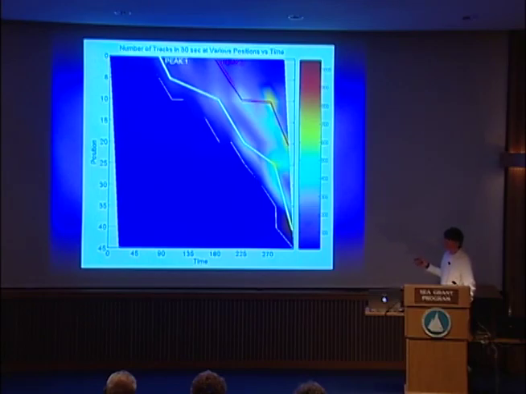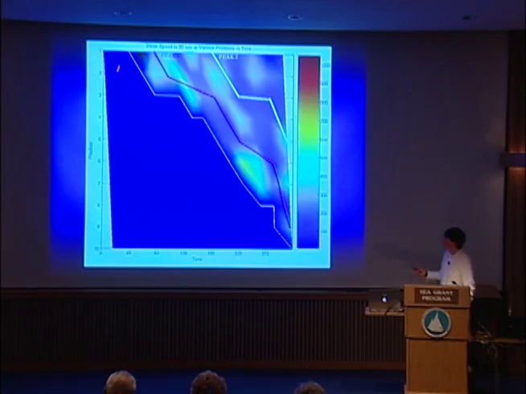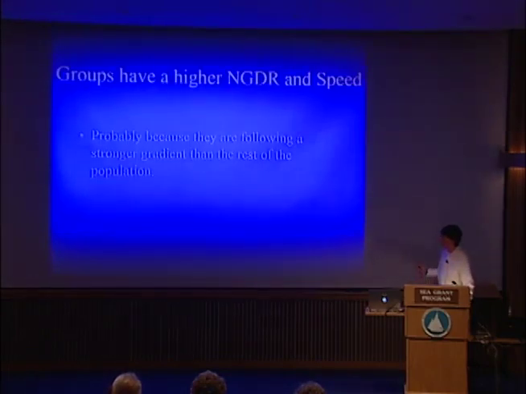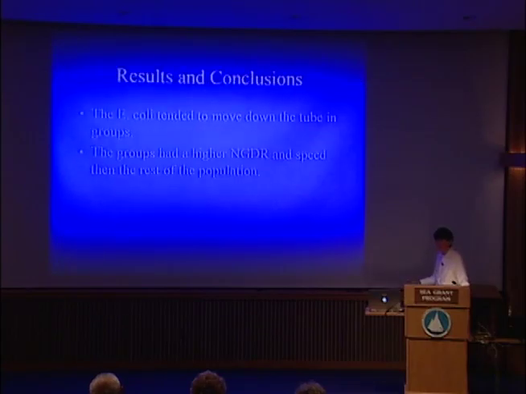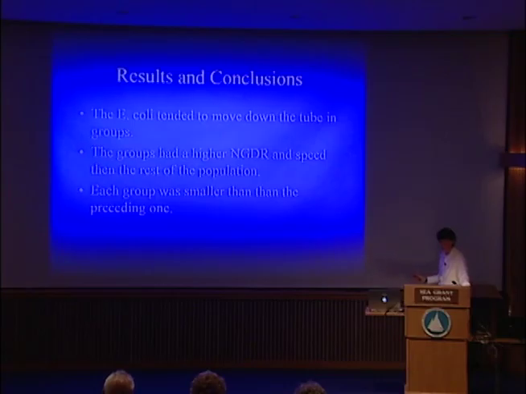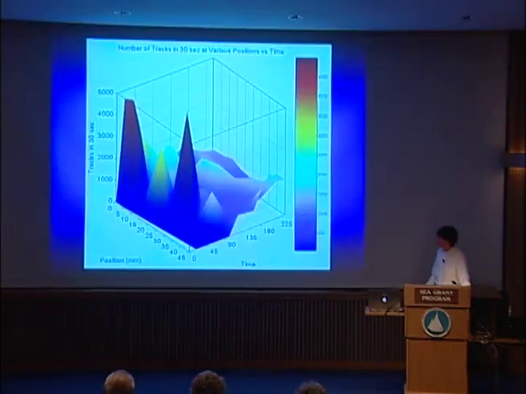If you look at a speed graph from above with the same axis set up, and you put the lines from the number of tracks graph on the speed graph, it is still faintly possible to see a row of peaks going along those lines. They're moving along, and they have a higher NGDR and speed than the rest of the population, probably because they're following a much stronger gradient than the rest of the population, if the rest of the population is even following a gradient at all.